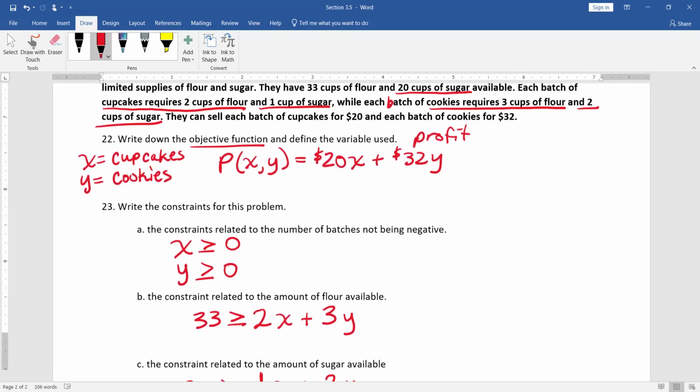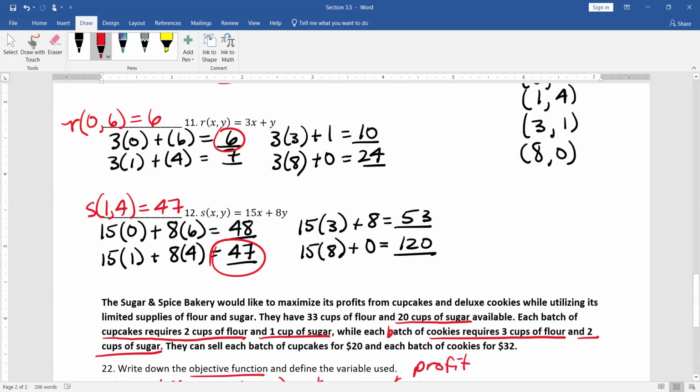All right, that finishes everything for section 3.5. I'm going to make a separate video for section 3.6 so that you've got that available as well.